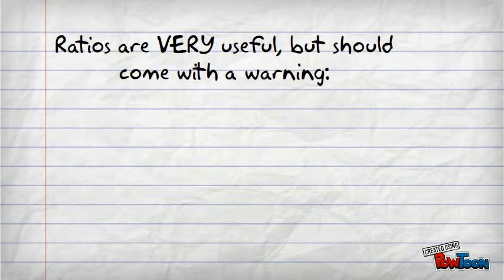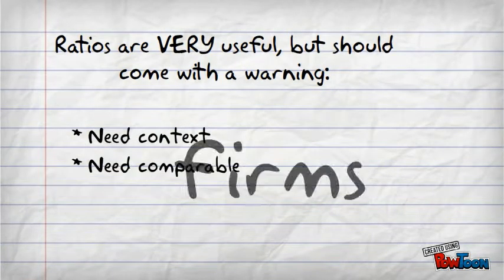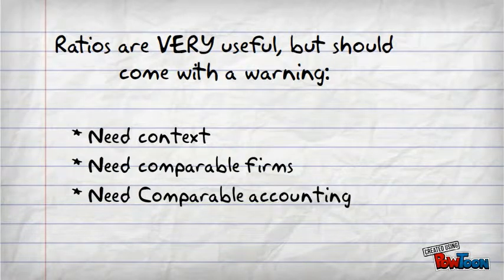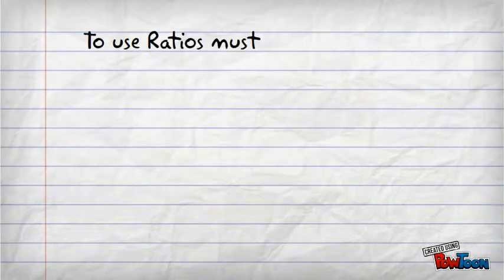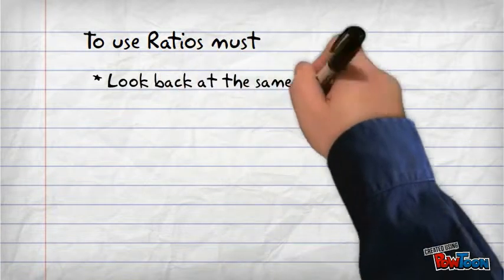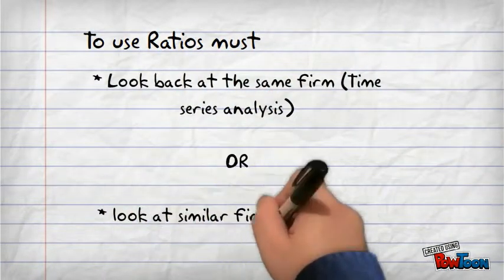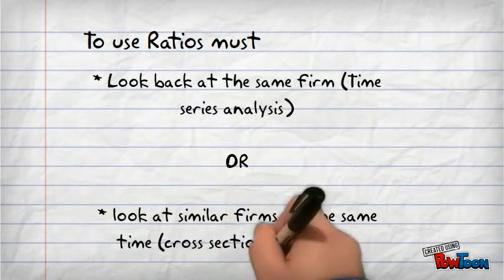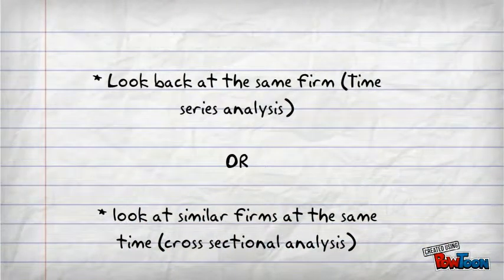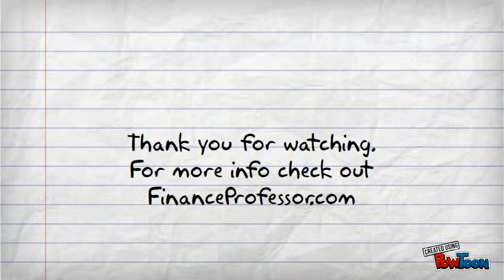Very useful. Now, they do come with a warning, or they should, because you need context for them. You can't just use them blindly. You need to look at comparable firms that have comparable accounting methods. I often joke about 55 miles per hour. Is that fast or slow? It depends on what you're driving. The same thing applies here. Ratios are useful if you're looking at time series or cross-sectionally, but you need to be comparing something. You can't just look at a number in isolation.